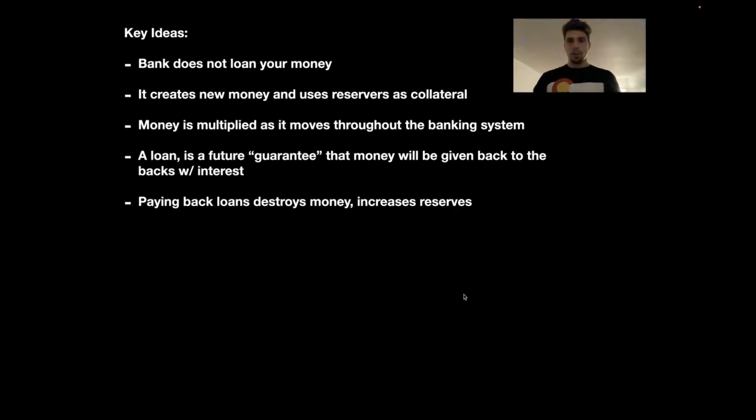So, a recap of key ideas again. Banks do not loan your money. They create new money and use reserves as collateral. Money is multiplied as it moves throughout the banking system. A loan is a future guarantee that money will be given back to the bank with interest. And paying back loans destroys money and increases reserves. And sorry about misspellings here, dyslexia.